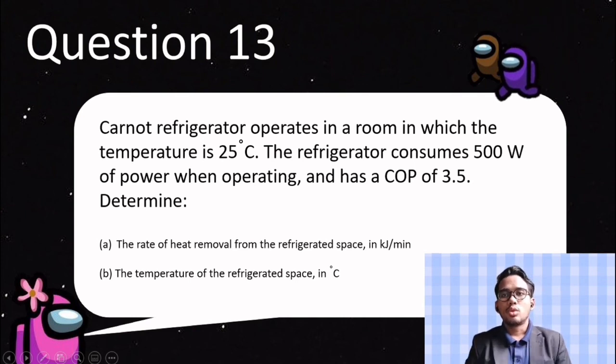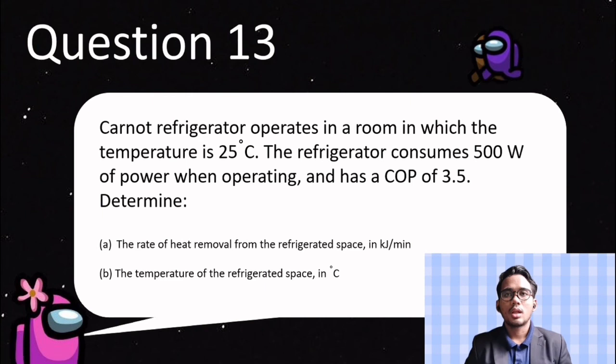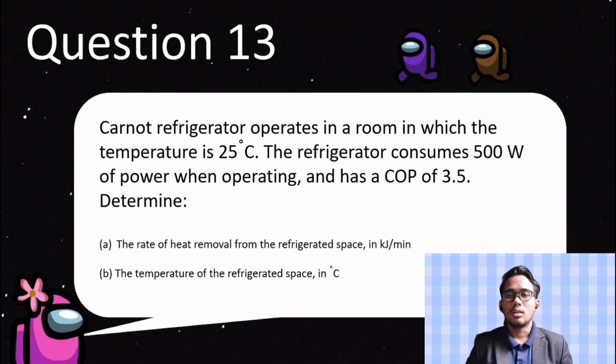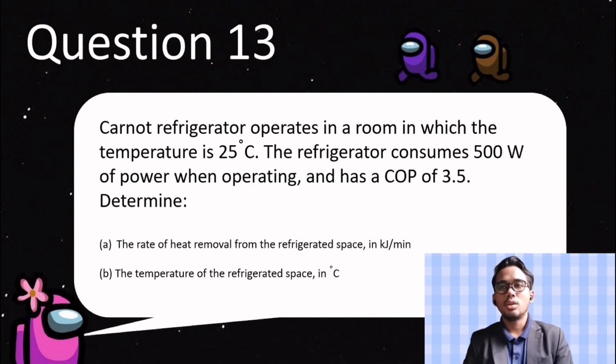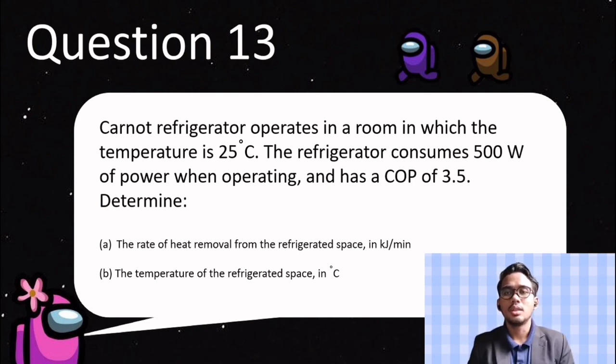Okay, let's go through question 13, which is: a refrigerator operates in a room in which the temperature is 25 degrees Celsius. The refrigerator consumes 500 watt of power when operating and has a COP of 3.5. Determine question A, the rate of heat removal from the refrigerator space in kilojoule per minute. For question B, the temperature of the refrigerator space in Celsius. So let's go through by the equation.